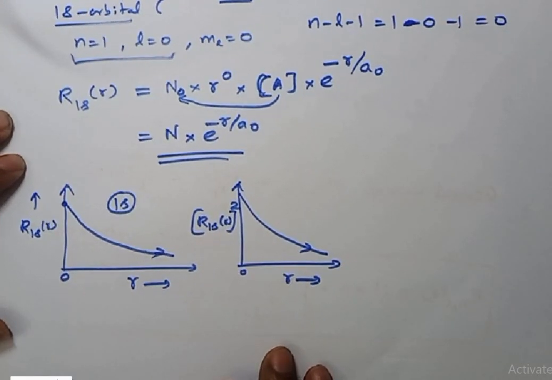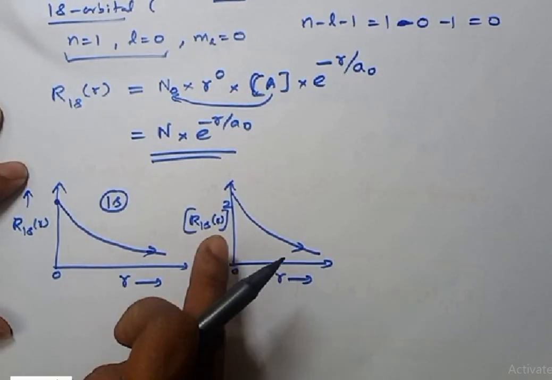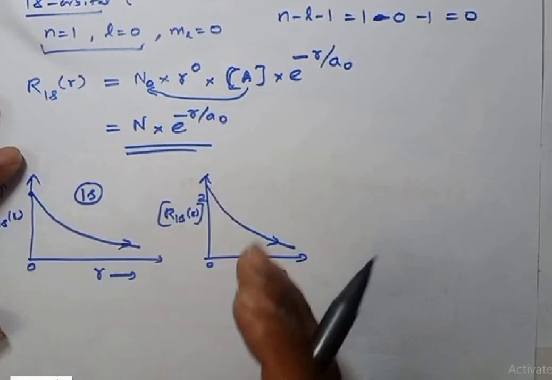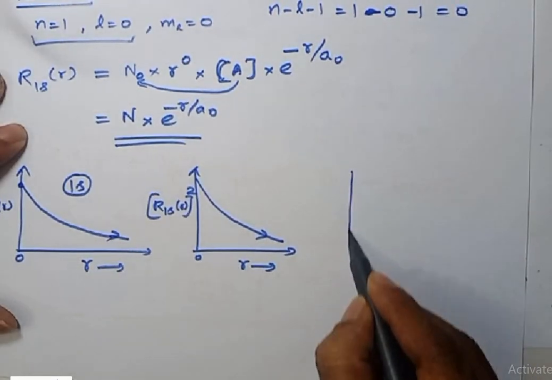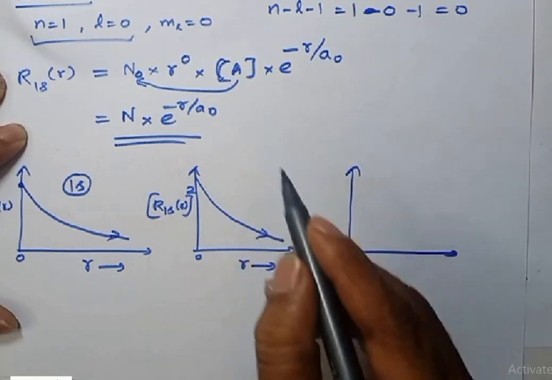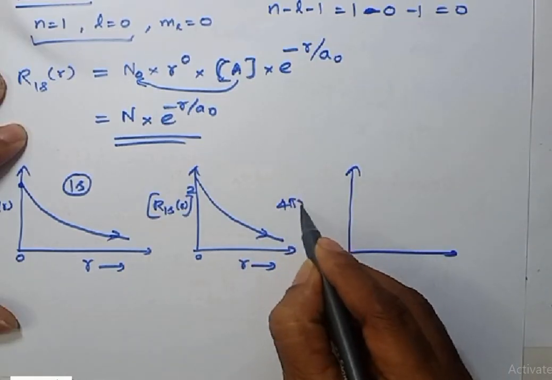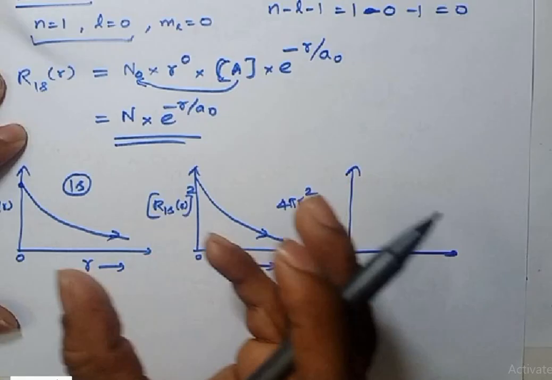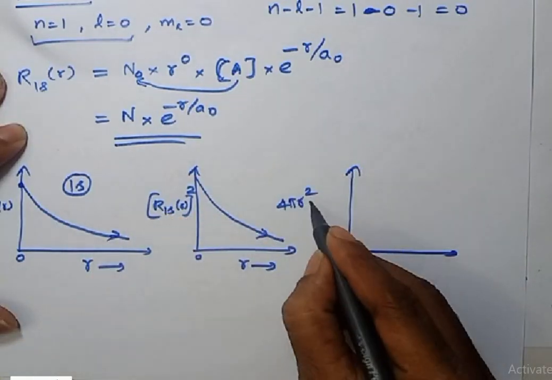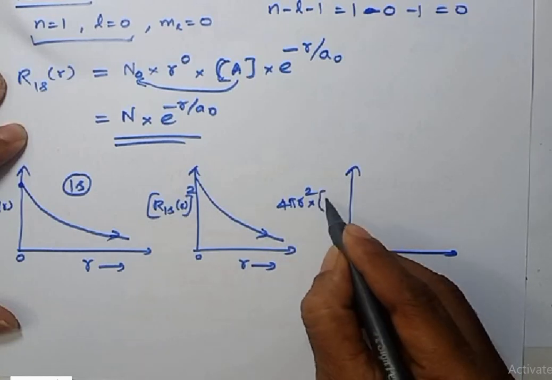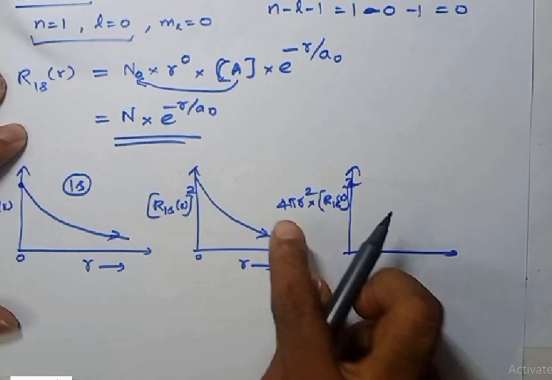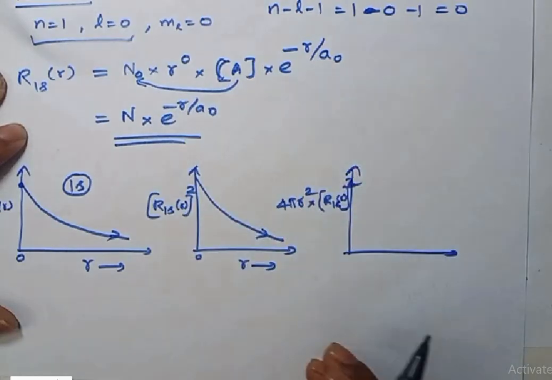Therefore, listen, wrong means we plotted probability in a wrong manner. What is actually radial probability? You have to plot R square multiplied by 4 pi r square. You take the surface area of the sphere, 4 pi r square, and multiply this quantity with the radial part, R 1s square. This is called radial probability distribution.